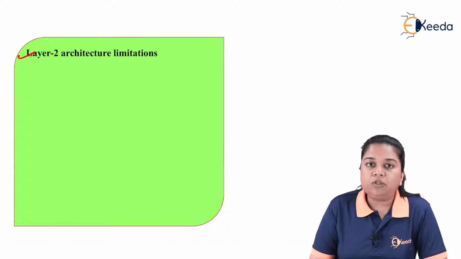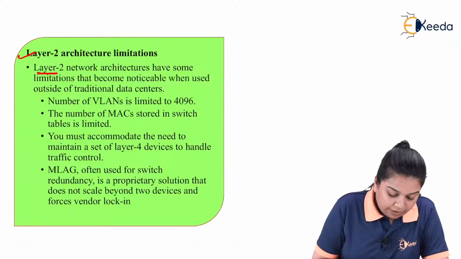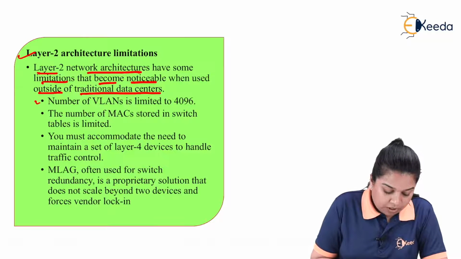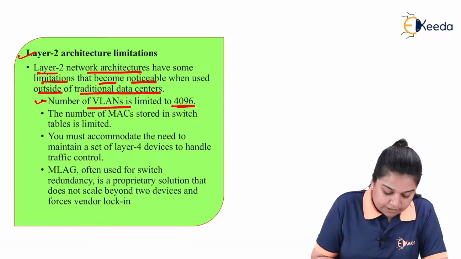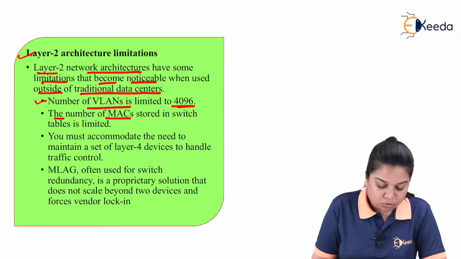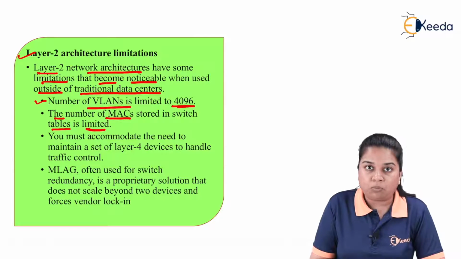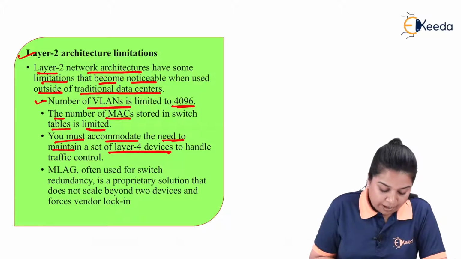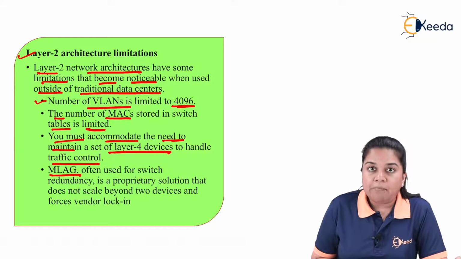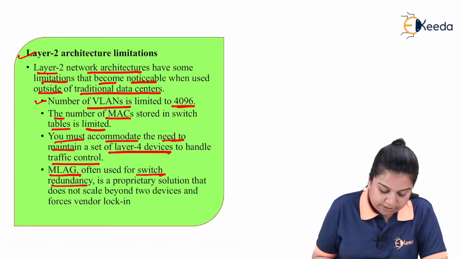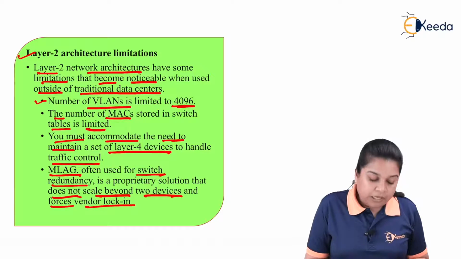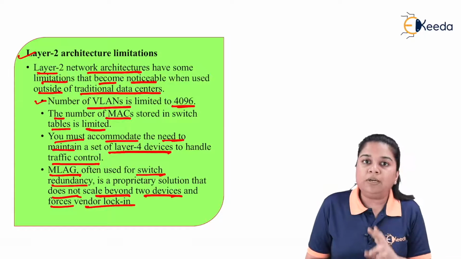Then layer 2 architecture limitations. Layer 2 network architectures have some limitations that become noticeable when used outside of traditional data centers. That means the number of virtual LANs is limited to 4096, and the number of MACs, that is MAC addresses stored in switch tables, is limited. That means it can be countable. Then you must accommodate the need to maintain a set of layer 4 devices to handle traffic control. MLAG, often used for switch redundancy, is a proprietary solution that does not scale beyond two devices and forces vendor lock-in. These are all the limitations for that particular L2 network architecture.